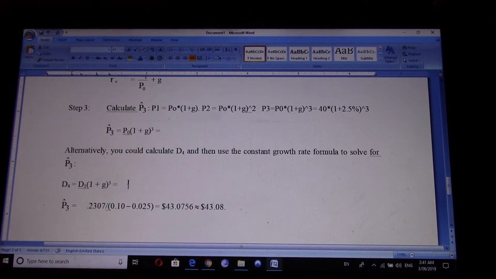Let me show you. You can calculate the dividend of 4 years from now using this equation. And once you get the D4, you use D4 as the dividend and divide it by R minus G. So this will give you the stock price. It's the same. So instead of increasing the stock price at the rate of G every year, you can also just calculate the dividend and discount the dividend.